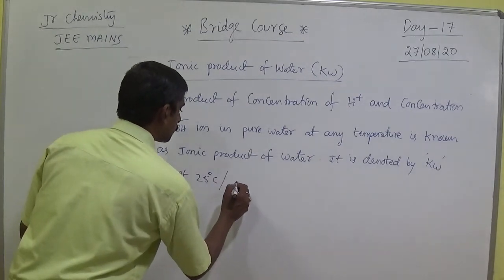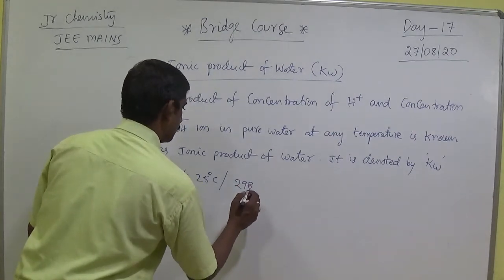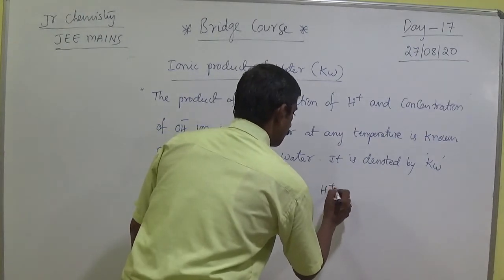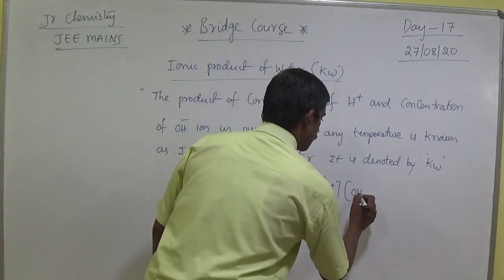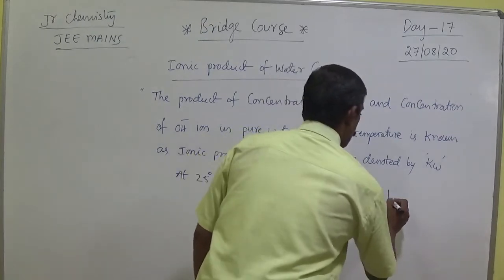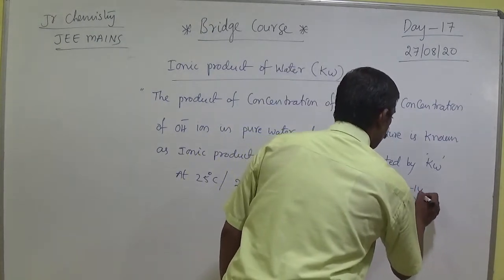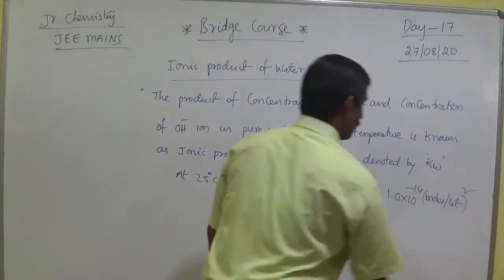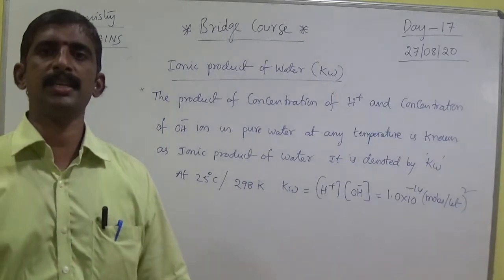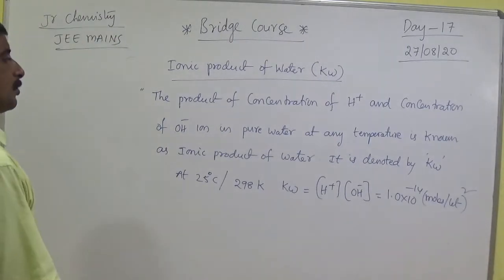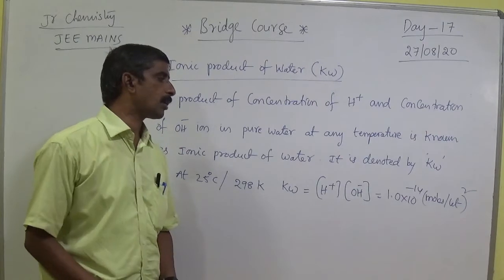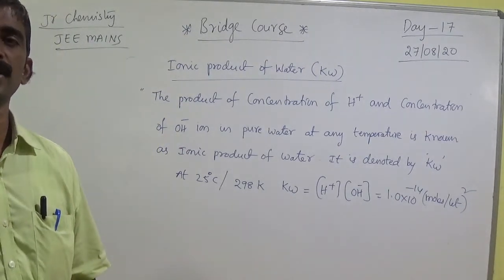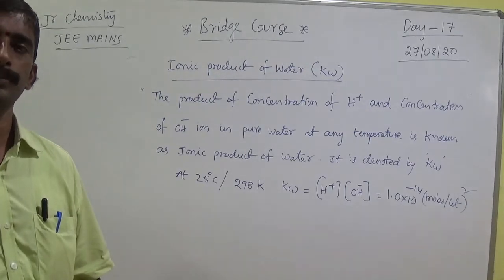Generally, at room temperature, that means at 25 degrees centigrade, which is 298 Kelvin, Kw equals H plus times OH minus, which equals 1 into 10 to the power of minus 14 moles per liter whole square. At room temperature, the ionic product of water value is 1.0 into 10 to the power of minus 14 moles square per liter square.